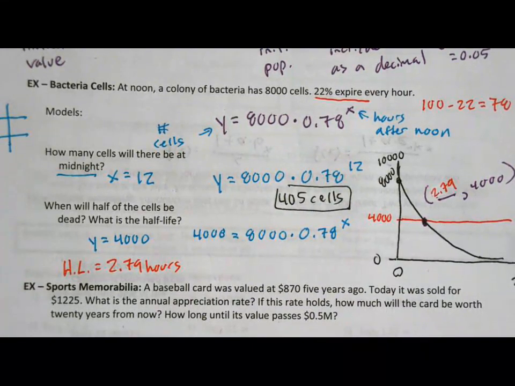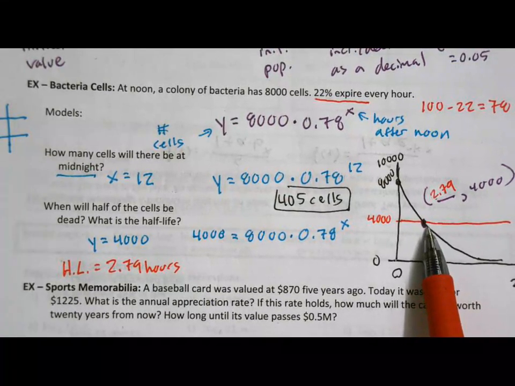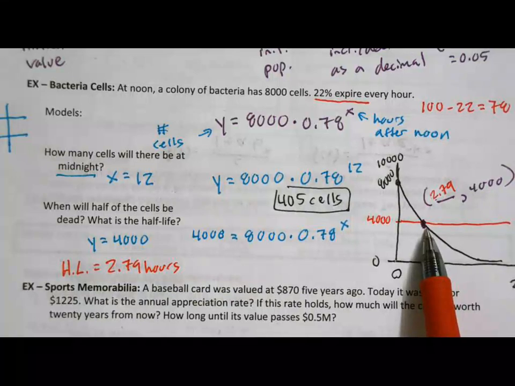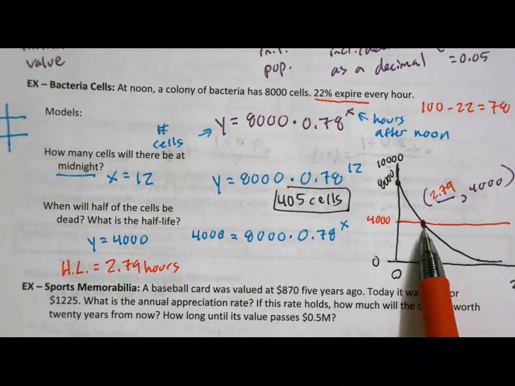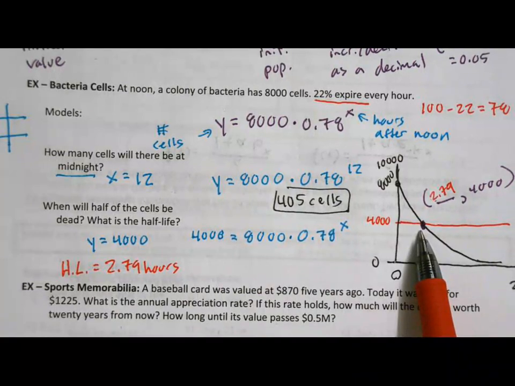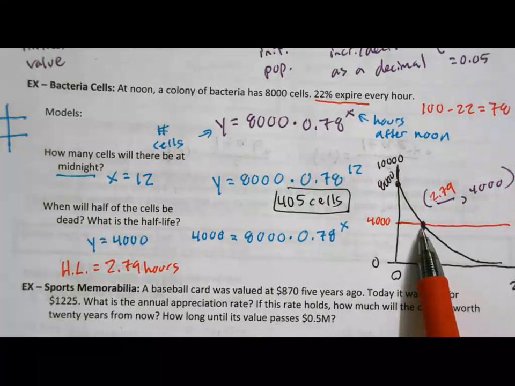I have a very heavy conceptual question for you. You guys ready for this? Imagine we're right here in time. There's 4,000 cells left. Okay? If I sat there and watched this petri dish until there were only 2,000 cells left, how much longer am I going to have to sit here? There's 4,000 right now. How much longer is it going to take before there's only 2,000? Answer is 2.79 hours. In 2.79 hours, I'm going to have 2,000 cells.